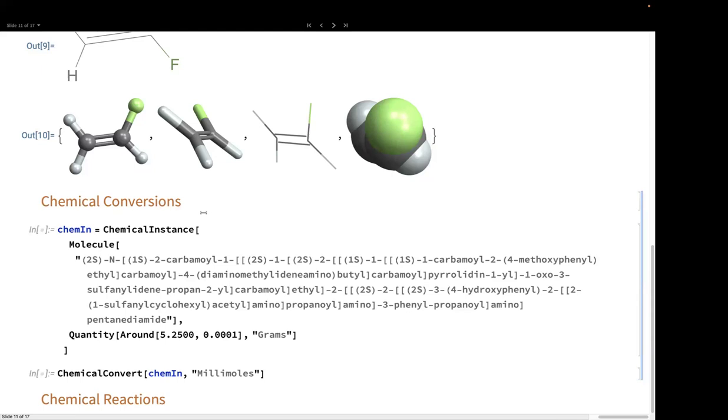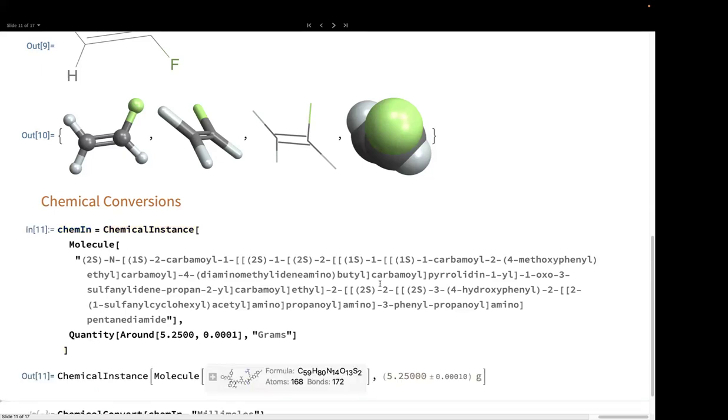We can do chemical conversions with this notion of a chemical instance. Here's an example of feeding a very long IUPAC name into our molecule object, and it eats it and understands it. Also, we can deal with significant figures in the way that a physical chemist would be very happy about. So here we're passing in a quantity of grams, something that might have been measured on a milligram balance, and we're passing in the uncertainty on that measurement from the balance. So this is 5.25 grams, plus or minus 0.001 grams from the uncertainty.